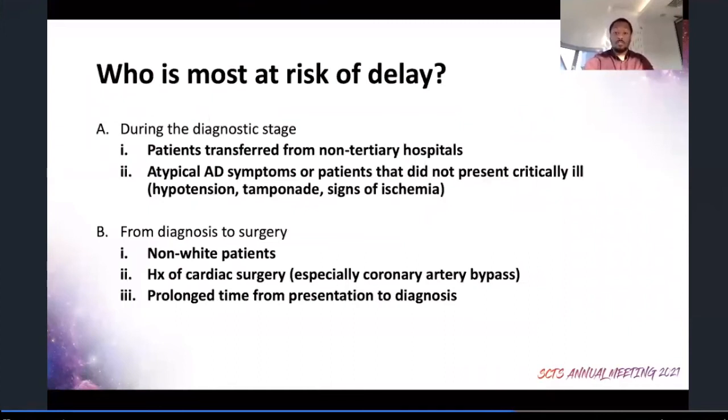So who's most at risk of delay? A multinational study conducted in 2011 found that patients transferred from non-tertiary hospitals and patients with atypical symptoms were most at risk of delay during the diagnostic stage. They also found that from the diagnosis to surgery stage, non-white patients, patients with a previous cardiac surgery history, and patients with a prolonged time from presentation to diagnosis were most at risk of delay.